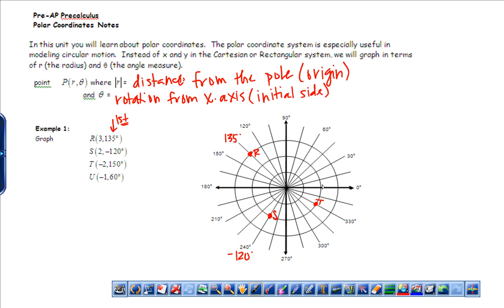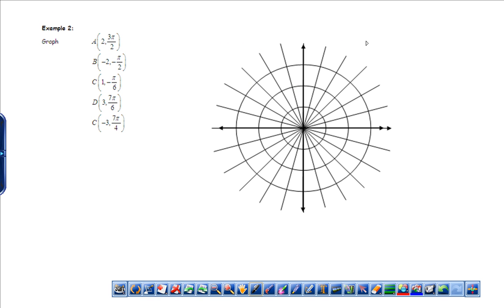U says do 60, so go up 60, and then again it says negative, so go across 60, and it looks like it's on this line. Nope, it's on this line right here, which is 240, and 1 unit out. And this is your U. Okay, so this is going to be in radians, and if you notice, I left it blank. If you want to take a minute and fill in your radians, please do so. You can pause the video. This first line right here and the lines closest to your origin will not be labeled. So you can go ahead and pause the video really quick and label this.